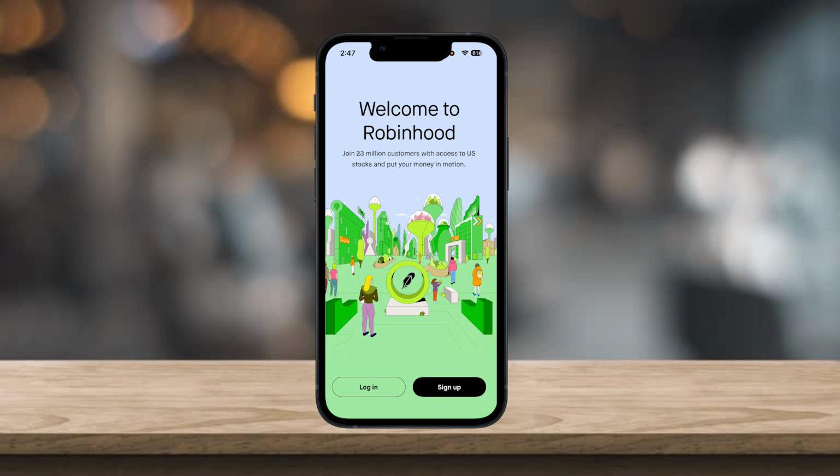You may be asked to switch your account type if you are on a cash account to enable margin investing if you are a Robinhood Gold member.